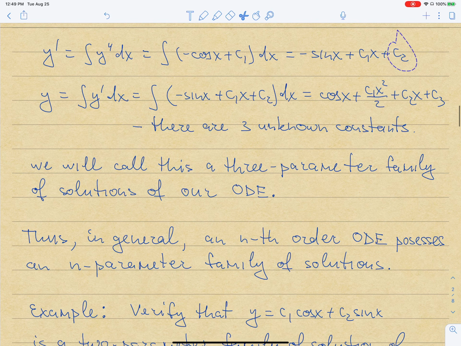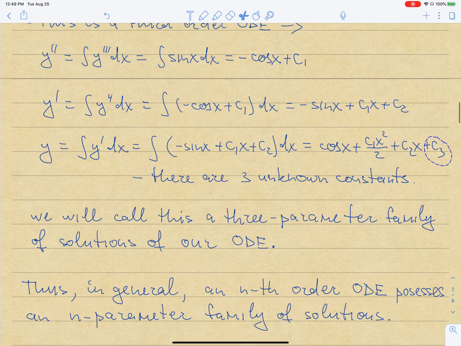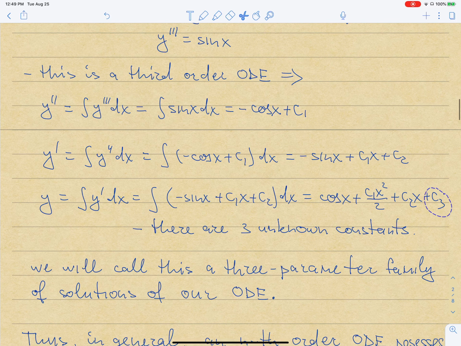And rinse and repeat. So what is y? Y is an integral of y prime. Y prime is the thing that I've just computed, so I take the integral of that. The integral of minus sine is cosine. The integral of C1x is C1x squared over 2. The integral of a constant C2 is C2x. And because I'm integrating, I need to add another constant, C3. So at the end of the day, I solve the third order equation.